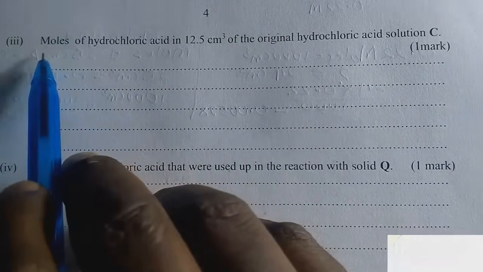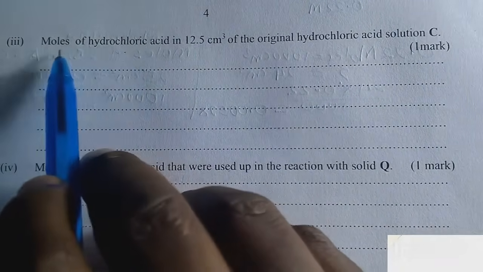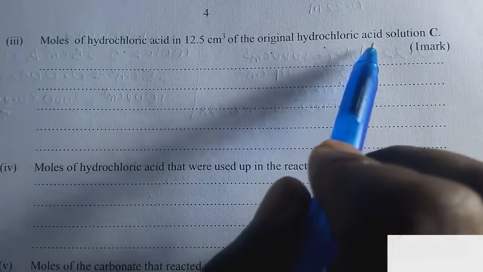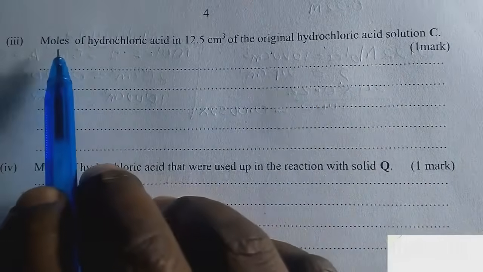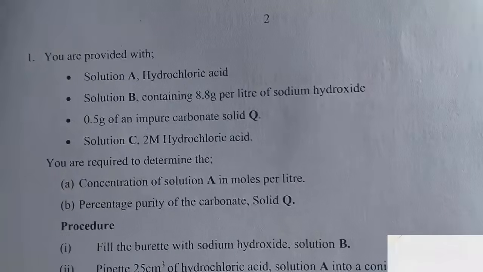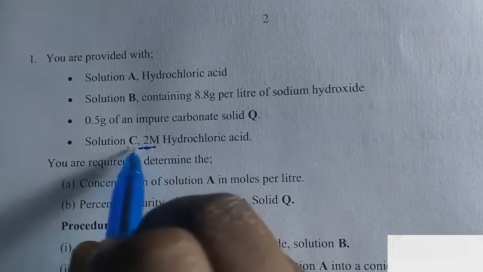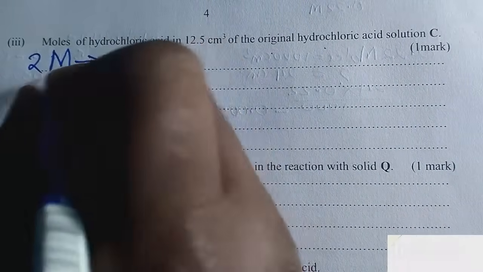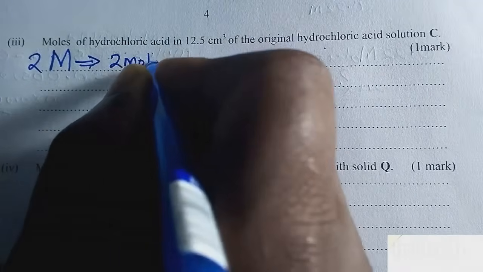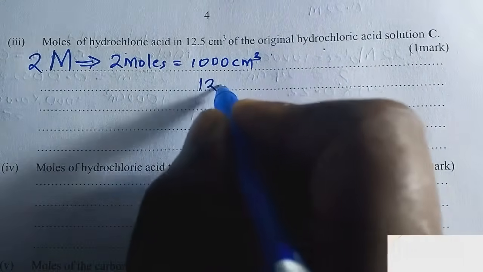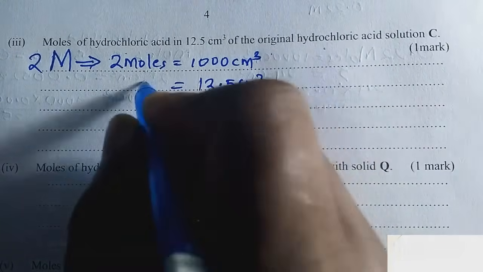Calculate the number of moles of hydrochloric acid in 12.5 cm³ of the original hydrochloric acid solution C. So we want the moles, but from what we were provided with, we know the molarity of solution C, the original. It is 2 molar. 2 capital M implies 2 moles are in 1,000 cm³. So we will find out how many moles 12.5 cm³ will contain, because that's what it means.